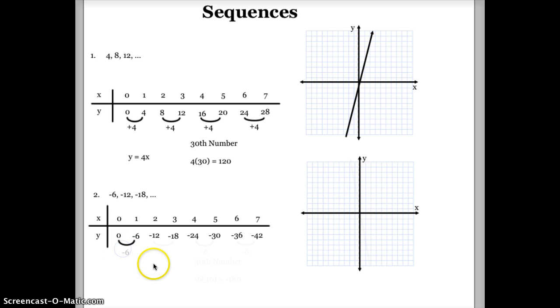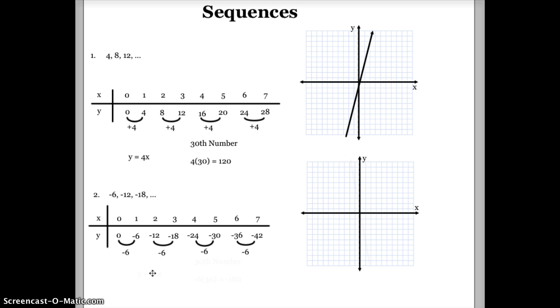In this case, I'm going down 6 from one point to the next. Again, I'm going down 6 from one point to the next, and again, and again. And that is going to help me find my equation for this problem.